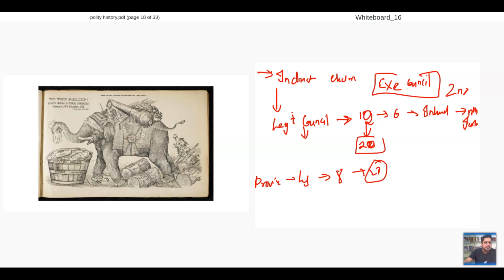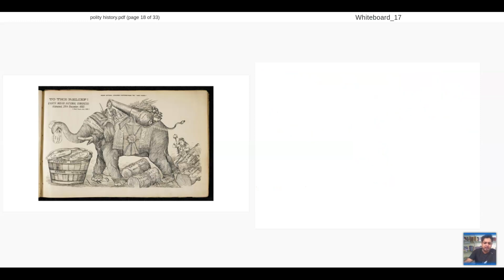Why do we call this an indirect election? Because, sir, what is universal adult franchise? Universal adult franchise means everybody who is 18 years plus can have voting rights. Everybody who is 18 plus has voting rights.